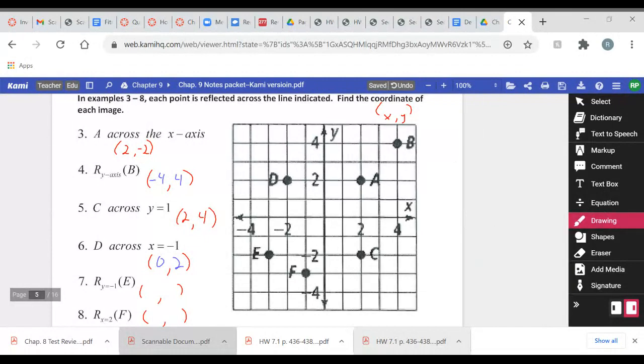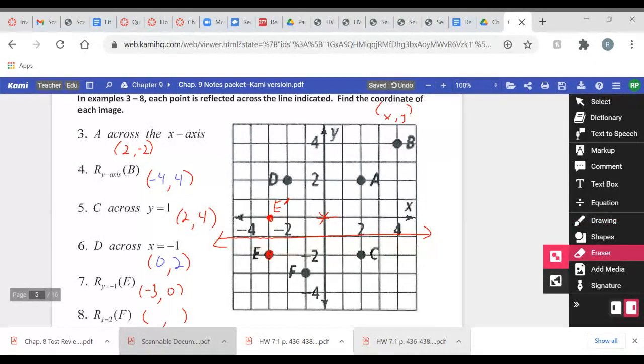Number 7 is reflecting point E about the line y equals -1. Again, it goes through the y-axis at -1. So there is my line of reflection. Here is my origin where the x and y-axis cross. Here is point E. It is 1 below, so I need to go 1 above. There's my E prime. And now to name that ordered pair, I'm starting at the origin, and I'm going left 3, and then I'm not going up or down at all. So -3, 0.